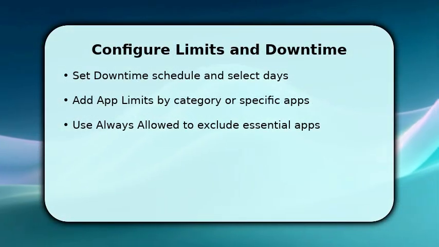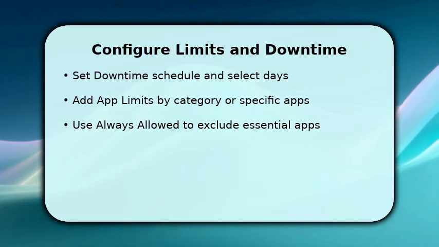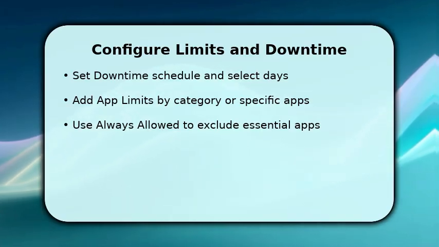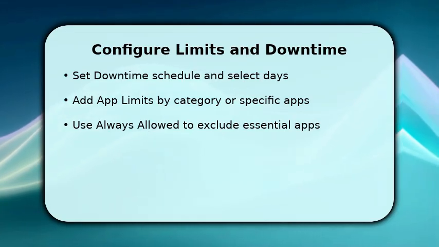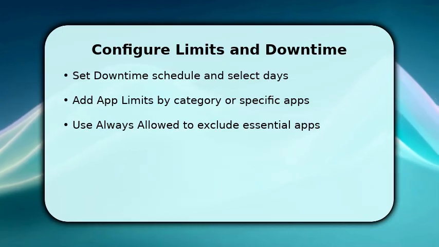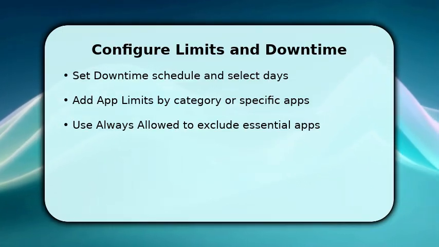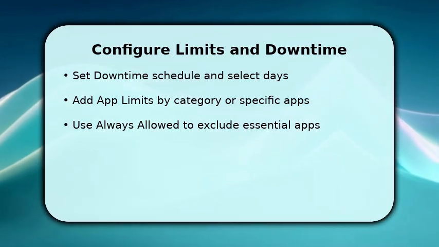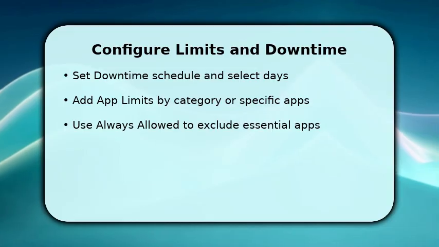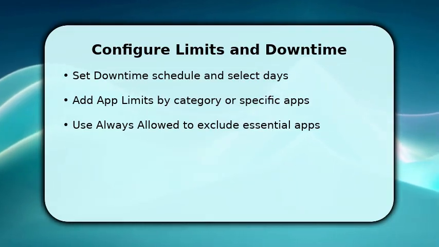Now configure precise controls. Tap Downtime to pick start and end times and select days. This silences non-essential apps during those hours. Then go to App Limits and add categories or individual apps, set daily limits using hours and minutes, and toggle Block at Limit if you want strict enforcement. Use Always Allowed to keep Phone and essential apps accessible regardless of Downtime.